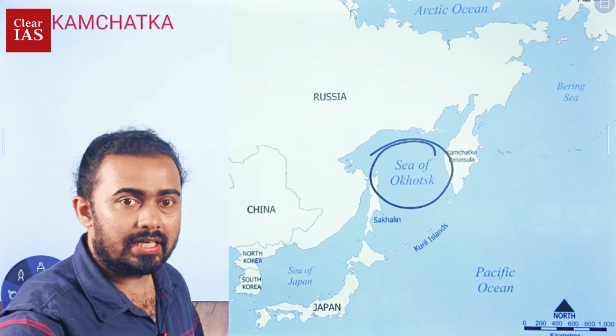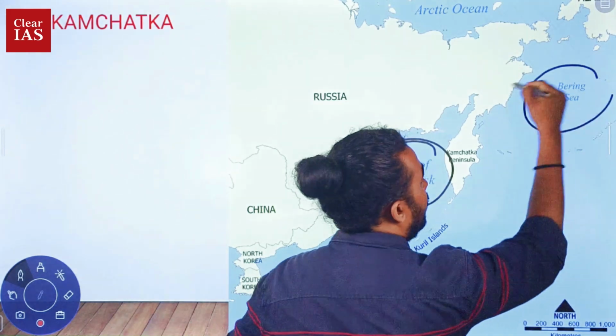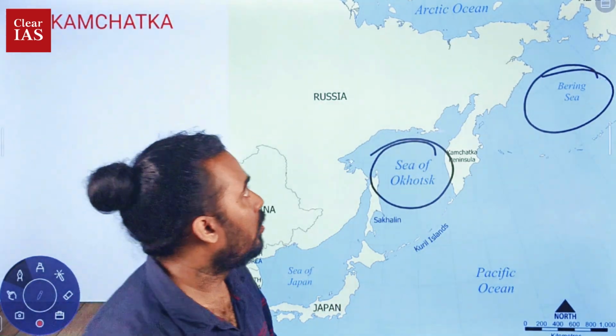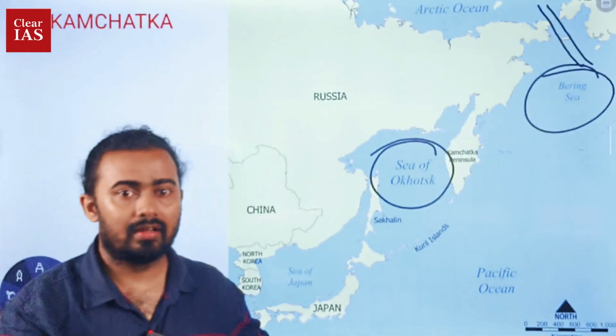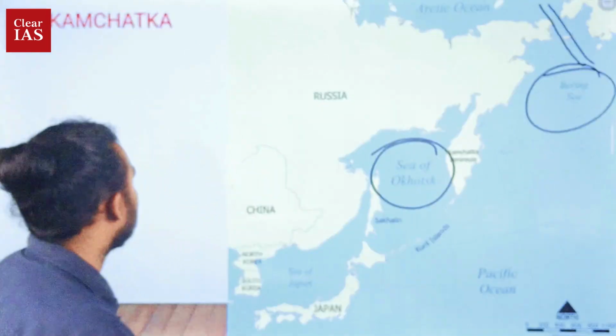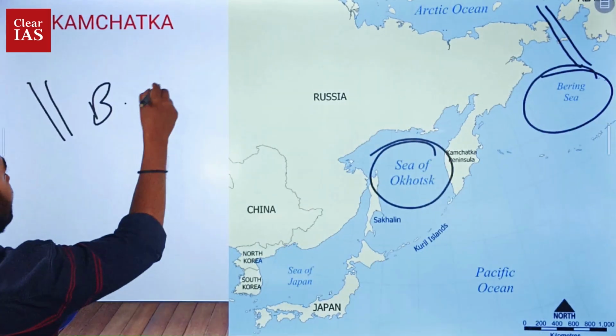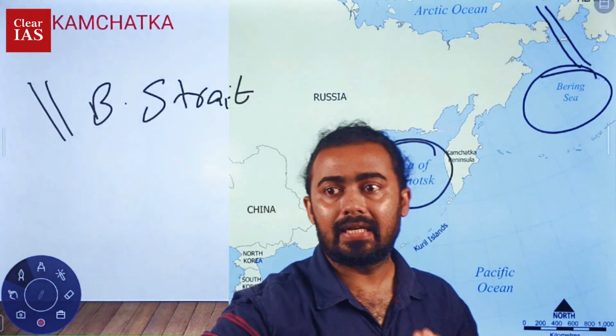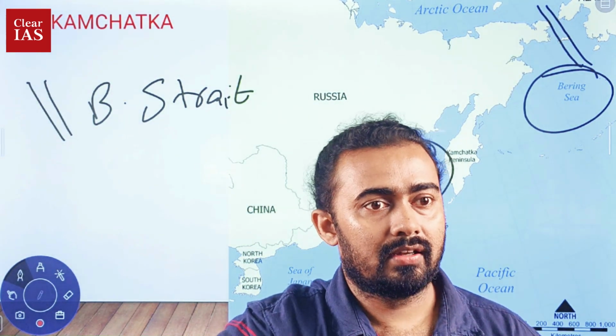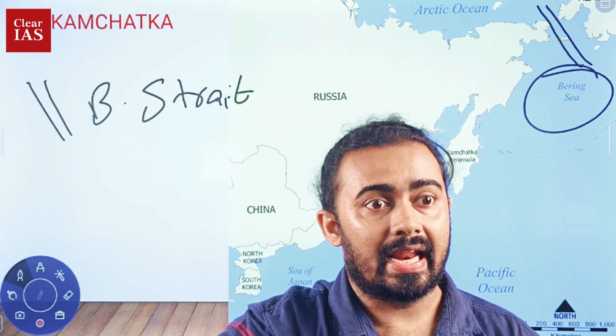That is one point. And which is the other sea here? That is the Bering Sea. In between, you have one particular area called the Bering Strait. So what do you mean by strait actually? Narrow?